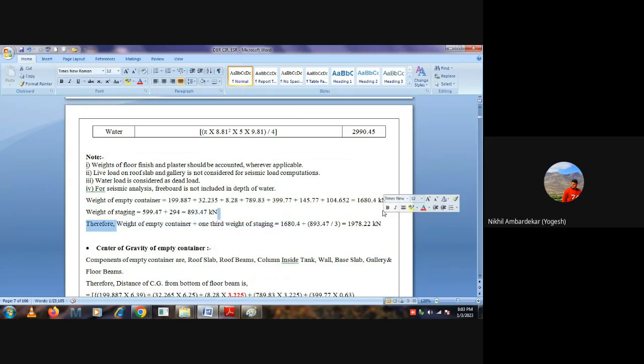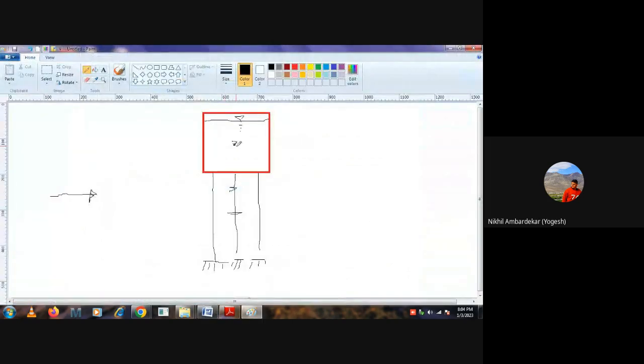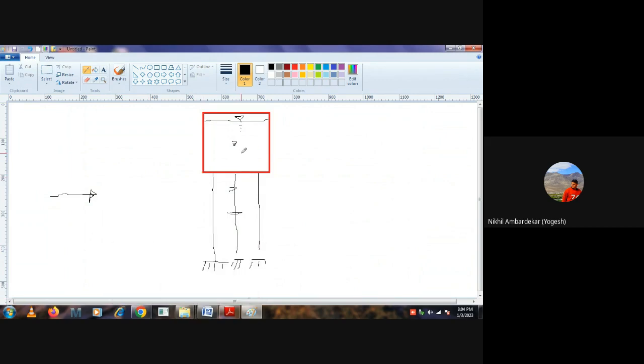Okay, so up to this, we know the total weight of the empty container. After that, what is the next step? We have to find out the CG of the empty container. Okay, now our work has started: we need to find out where it will act. Why do we calculate the CG? Why are we calculating the CG?